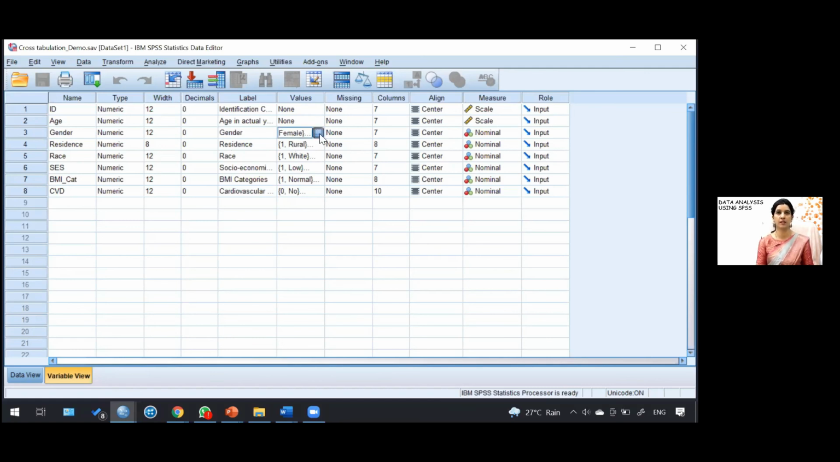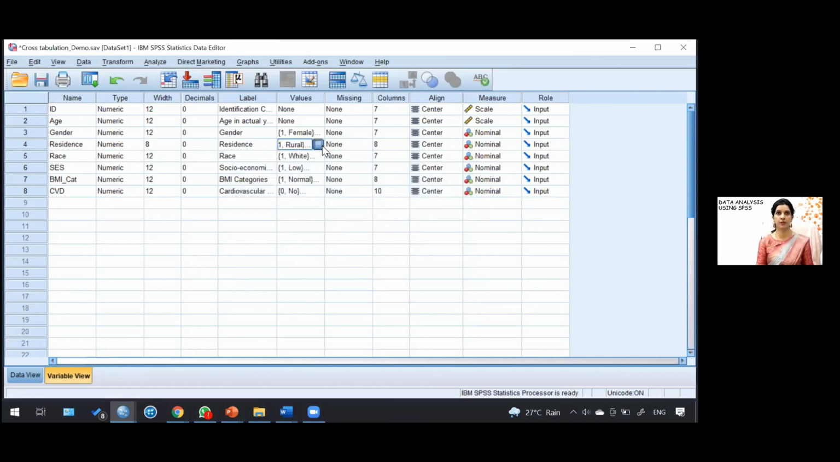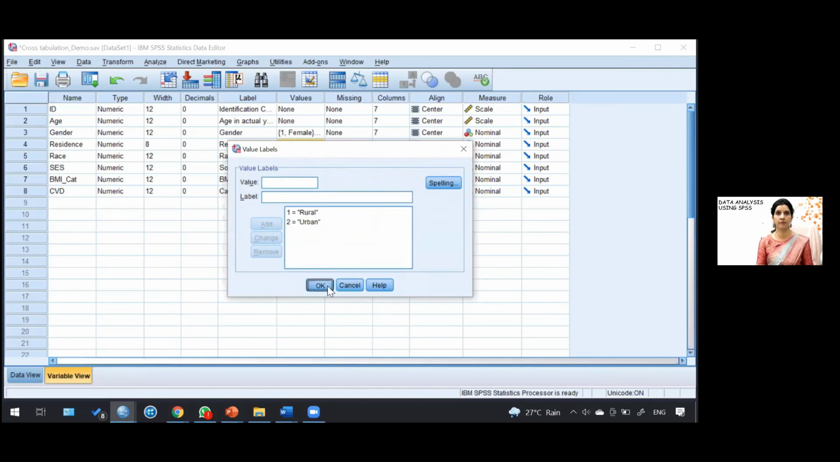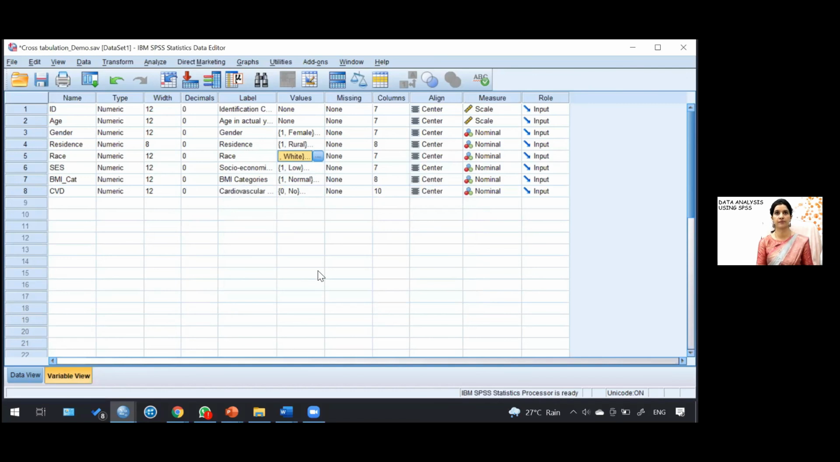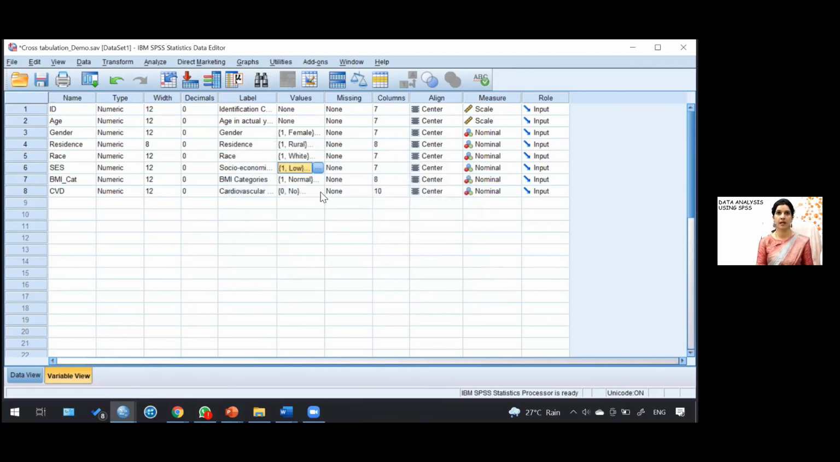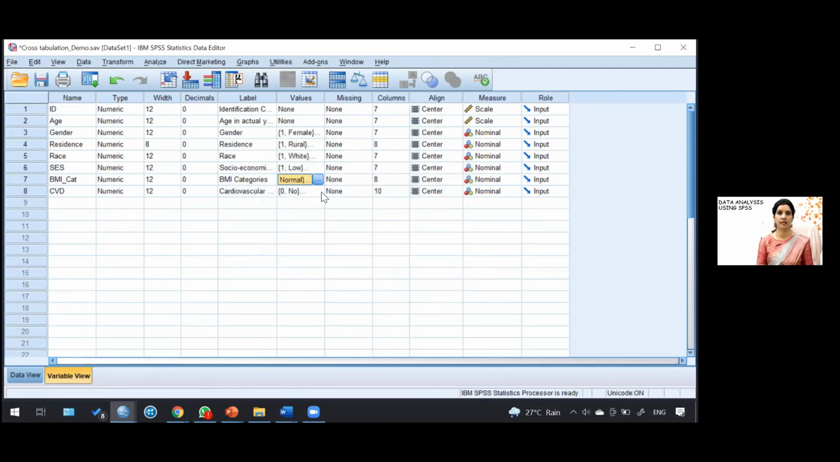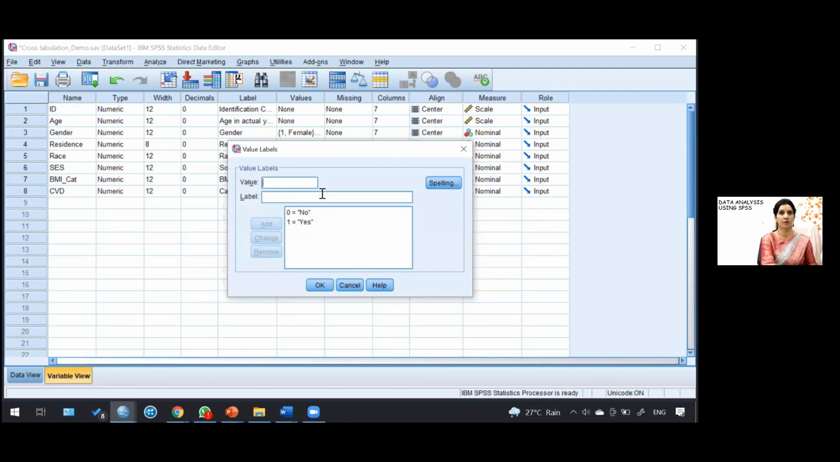Under values, 1 is for female and 2 is for male. Then 1 is for rural and 2 is for urban, because that coding is important. Then 1 is for white, 2 is for black, and 3 for others. The socioeconomic status is again 1 for low, 2 for medium, and 3 for high. BMI category is 1 for normal, 2 for overweight, 3 for obese. And then the cardiovascular disease status is 0 for no and 1 for yes.